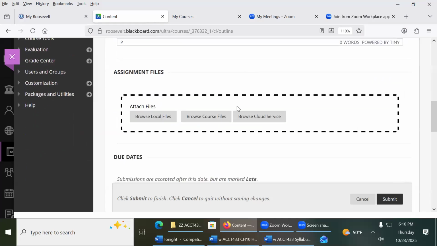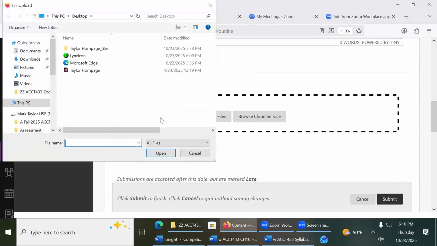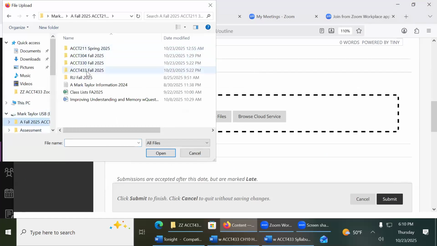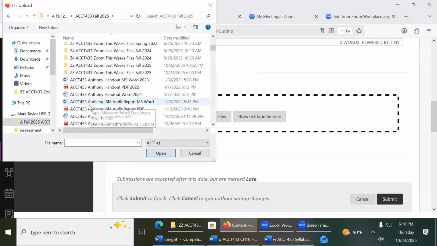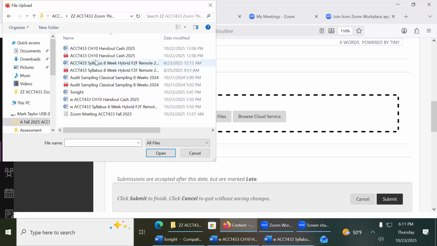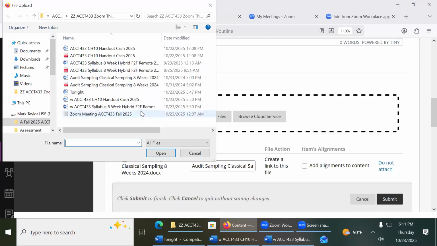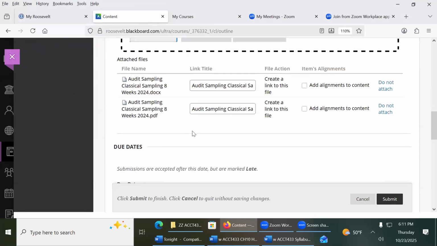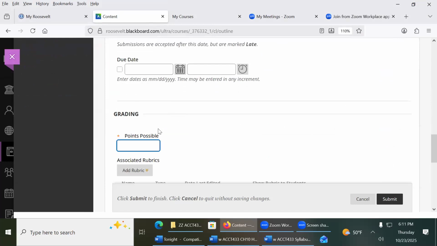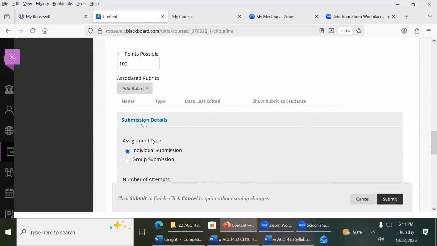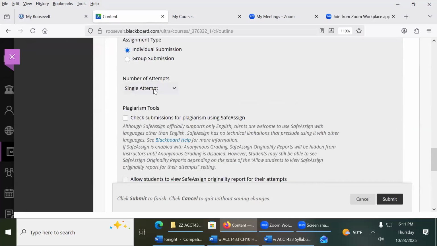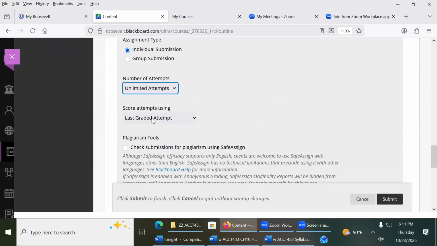Okay, so I come down here. I'll put the files in that we need. I will put in the points. They're always 100. Now this is the part that I want to show you guys: how to submit them. I put in single attempt. I put in unlimited attempts. So if you want to put in 10 photos, you can.